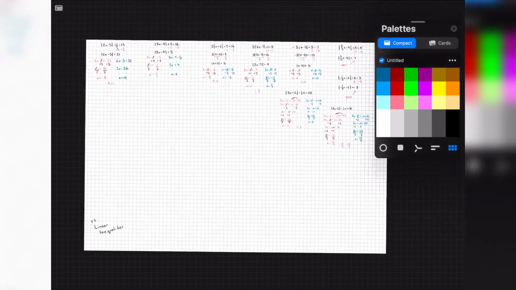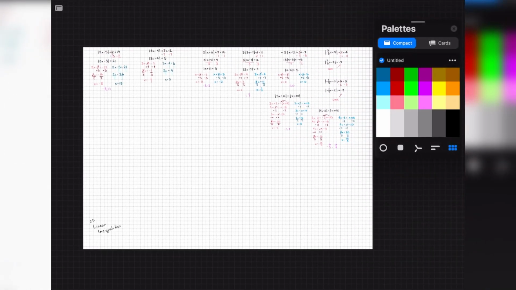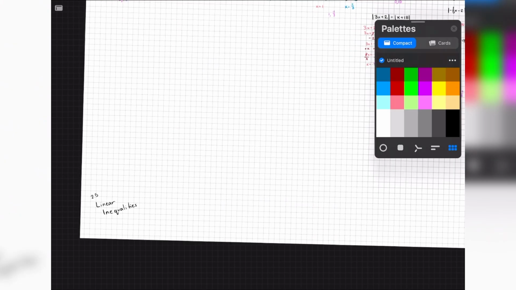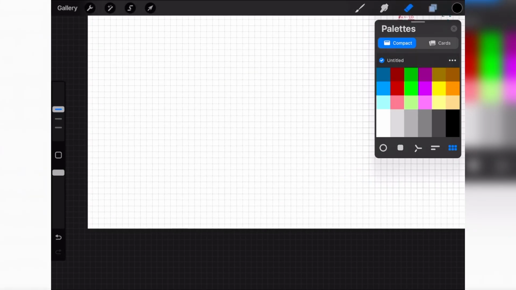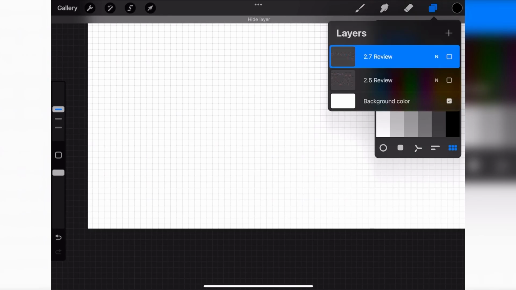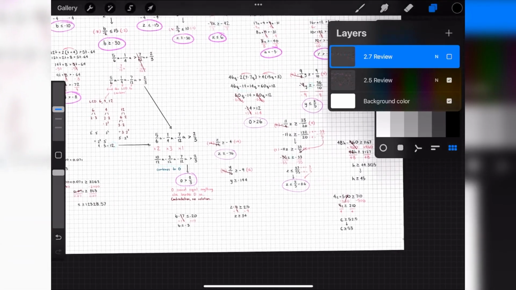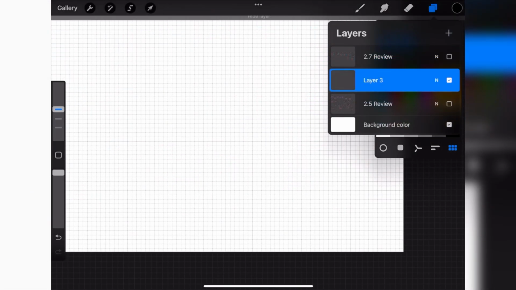You can see I've already done a bunch of examples here. But actually, no, this is a different screen. Let's go to the other one. Or we can just open a new one. This is 2.5. Yeah, let's just open a new one.